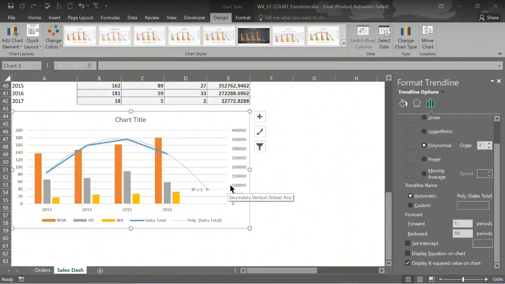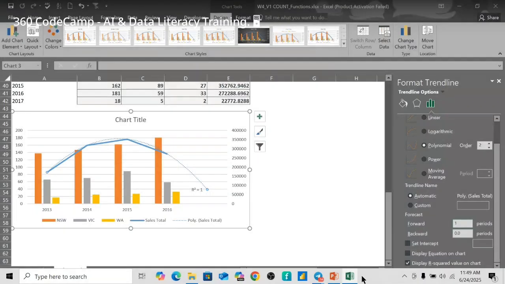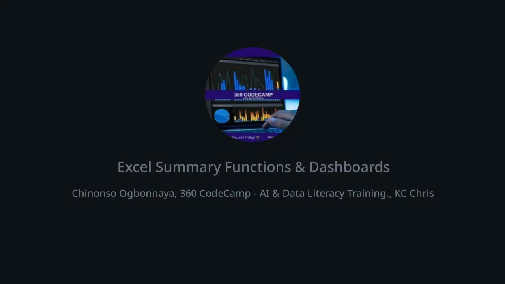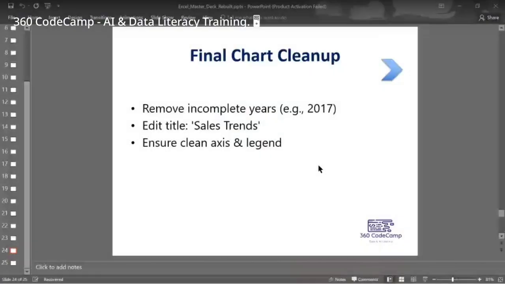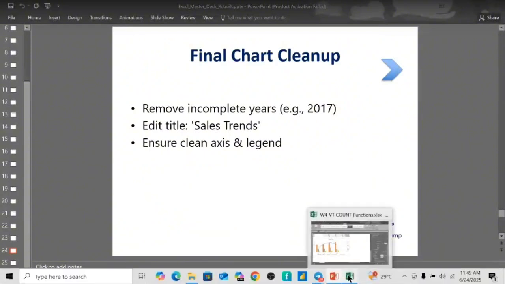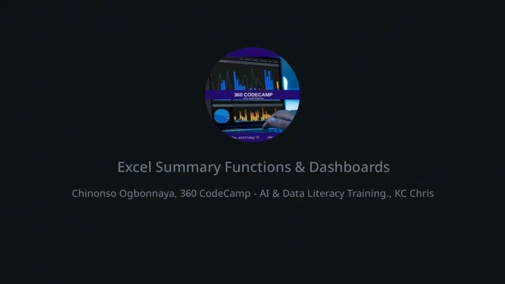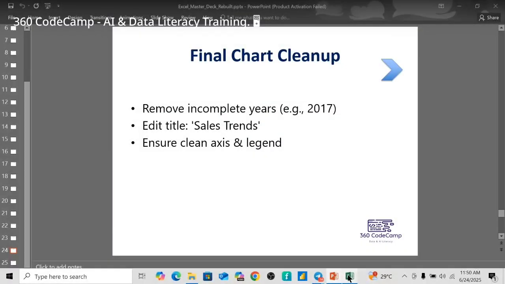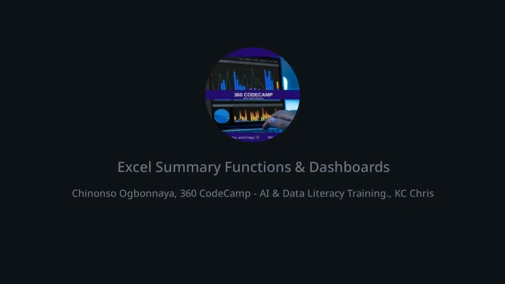Then we also remove the incomplete year, that is 2017. Now let's edit the title and name it sales trend, and ensure clean axes and legend. For the chart title, you can either double click it here to change it, or you can come to the chart title and rename it by going to more options. You can do whatever you want.